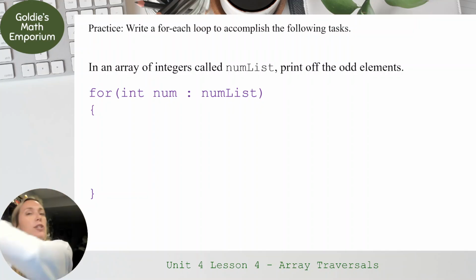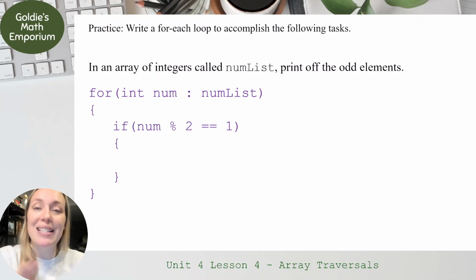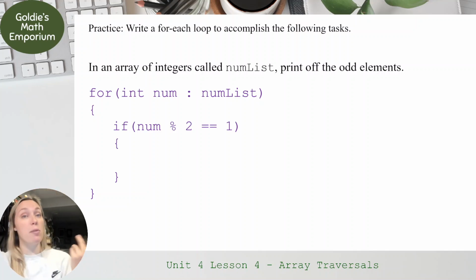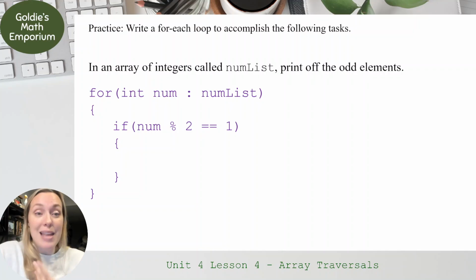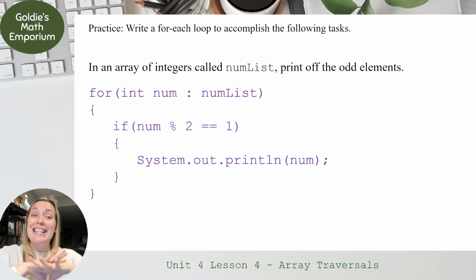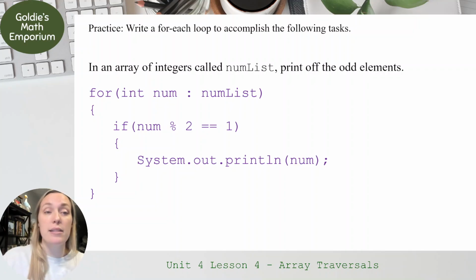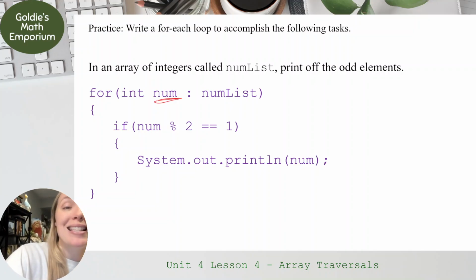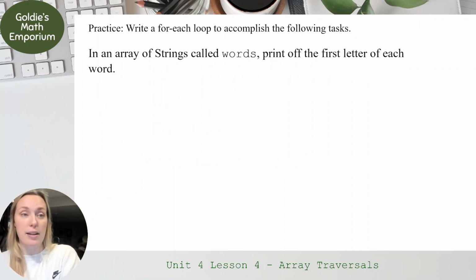Remember, num changes each time in the list, but let's say it's the first element. I want to check to see if it's odd, because if it is odd, I want to print it off. So I'm going to write code to check if it's odd: num mod 2 equals 1. That means it's odd, and then I want to print it off. Again, I don't use indexes at all in a for each loop. No indexes. Num here represents the element itself, the element value, not the index.